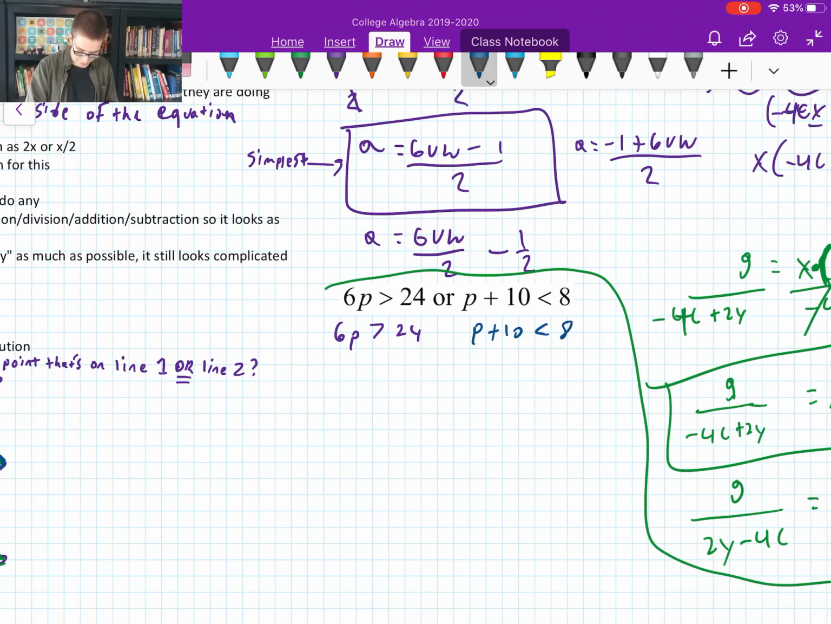Okay, so for the purple one, to solve that, we'll just divide both sides by 6. And we'll get p is greater than 24 divided by 6, which is 4. So p is greater than 4.